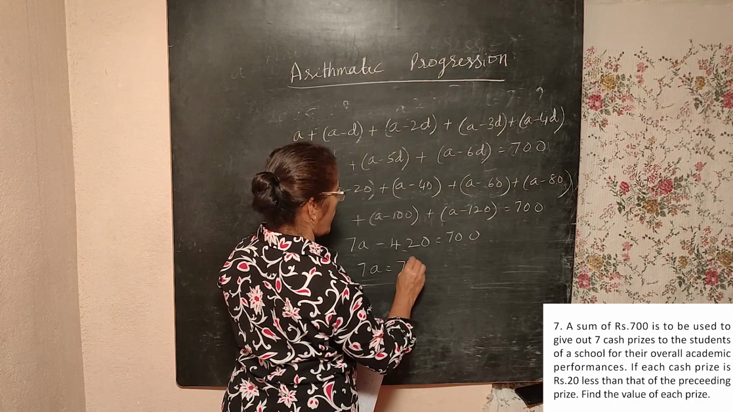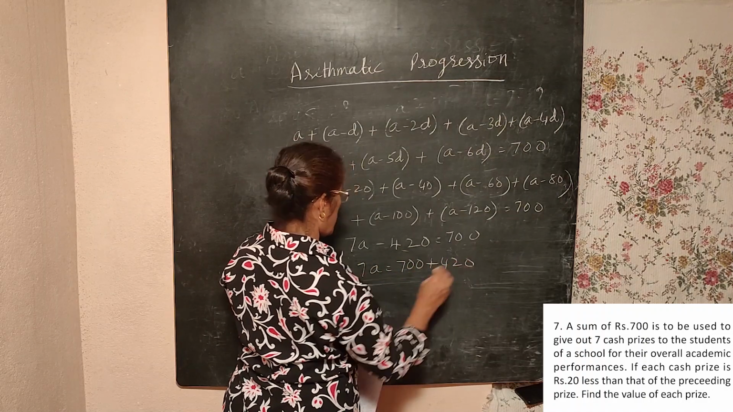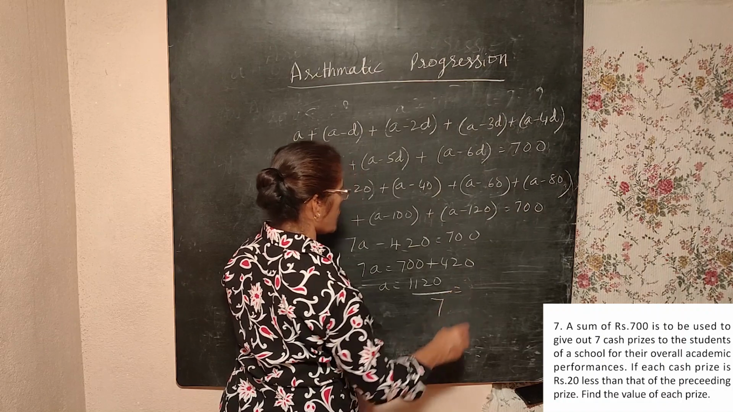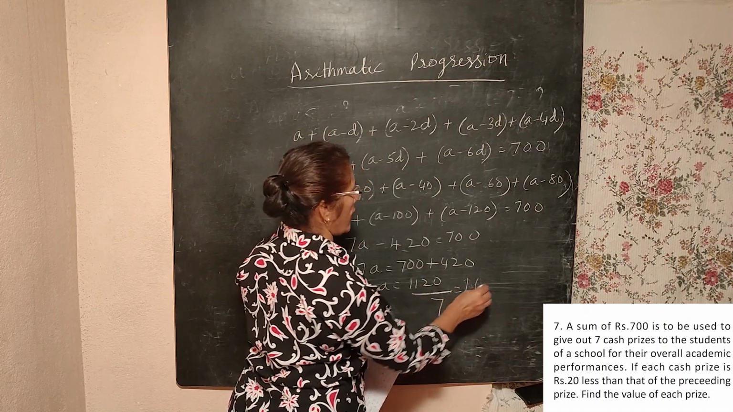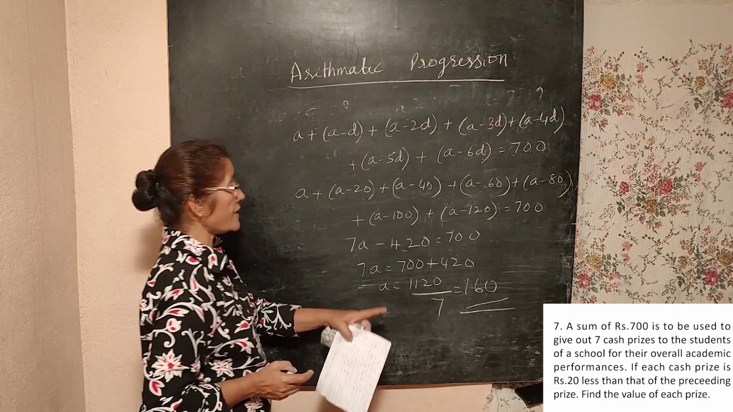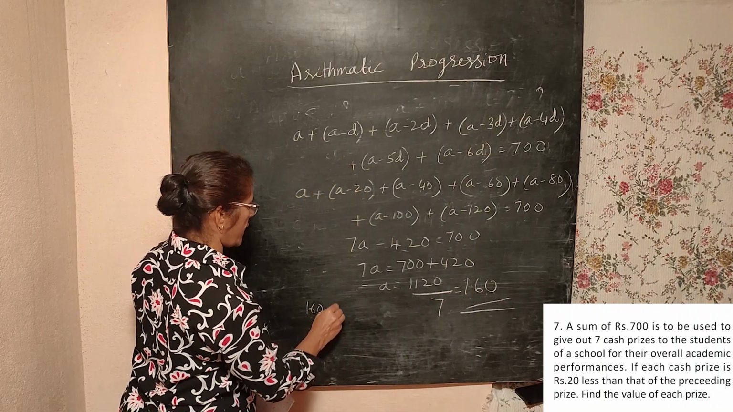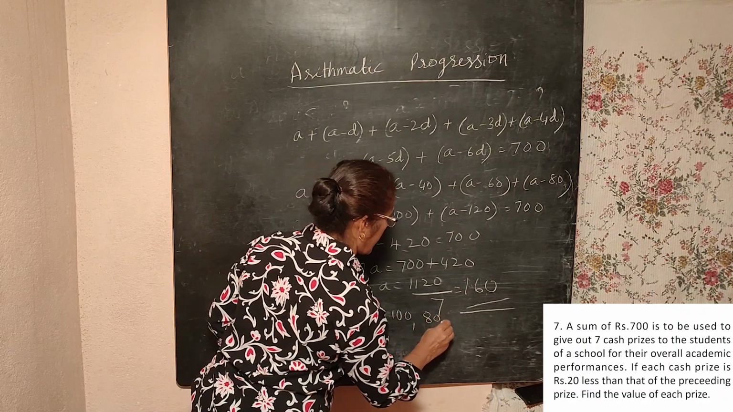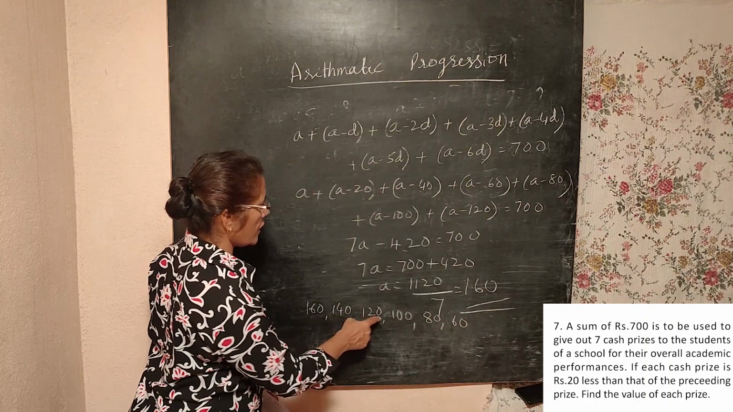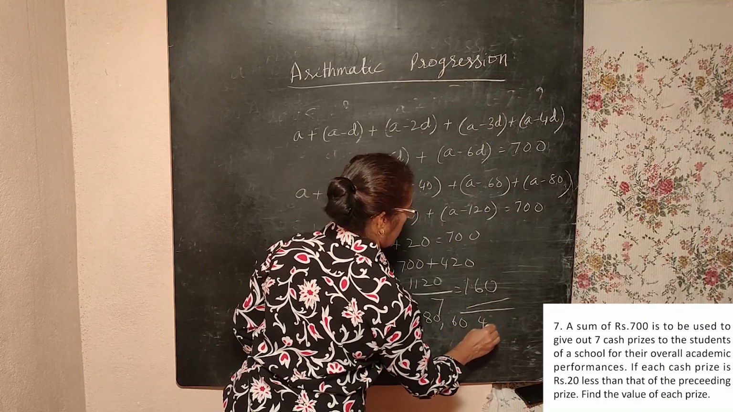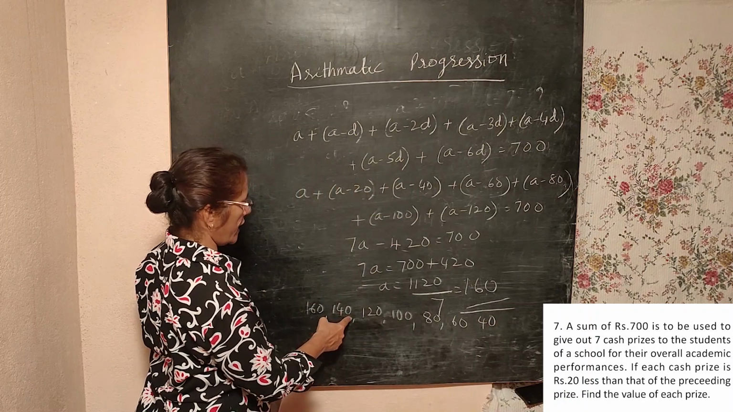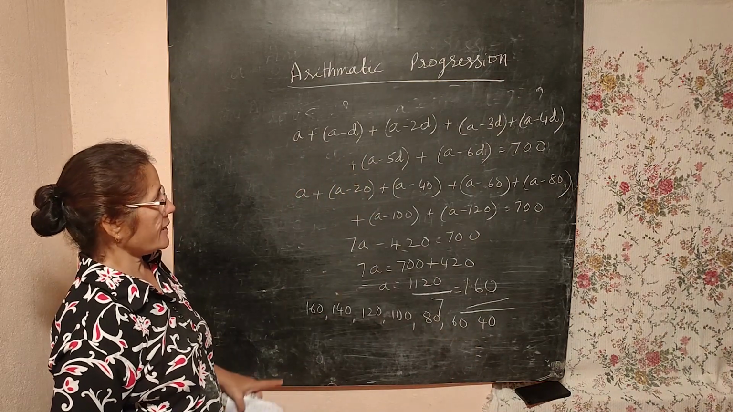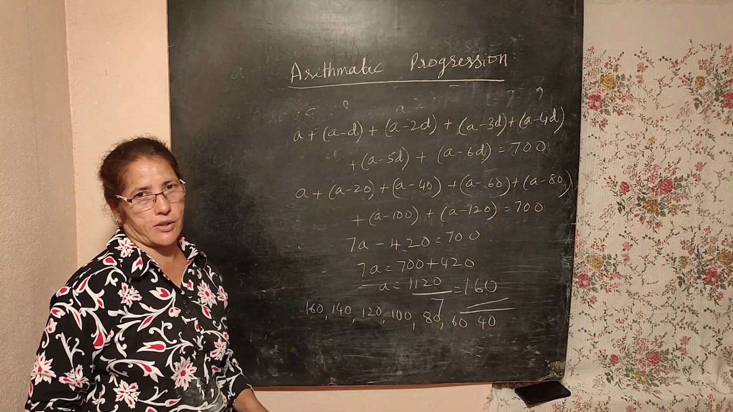7A is equal to 700 plus 420. So A is equal to 1120 divided by 7. 7 sixteens are 112, so the first prize is 160. Next one is 140, next is 120, next is 100, next is 80, next is 60, and the last is 40. Is it 700? 160, 300, 420, 520, 600, 660, 700. Yes, the total amount is so much. So this is your answer.